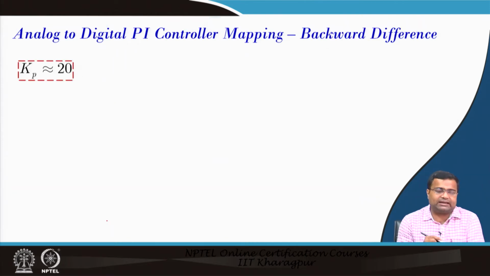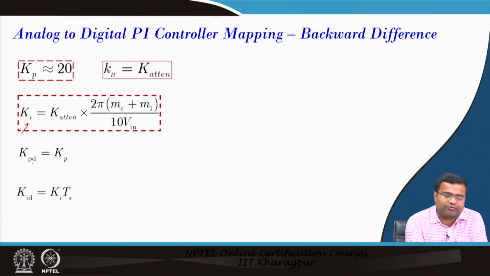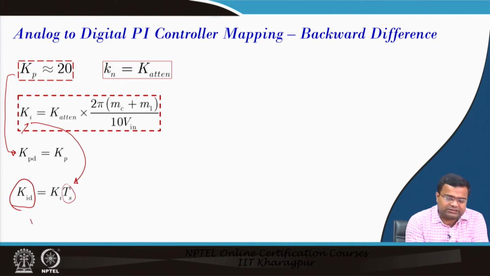Now, once we derive these normalized gains Kn, the attenuated proportional gain, and the integral gain, we have to convert them into discrete time. The proportional gain will remain the same, and the integral gain will be multiplied by the sampling time to get the discrete time integral gain. So, this is my discrete time integral gain.